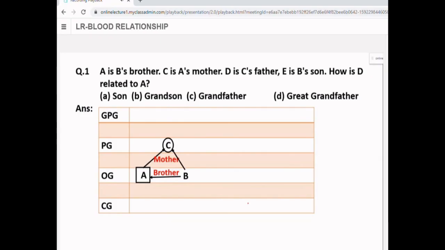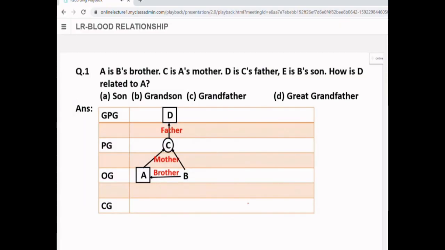D is C's father. There is a comma, so you should wait again. D is C's father. Do we have C in our diagram? The answer is yes. So D is father of C. Above C, I'll write D, and being father, the gender of D is male, so I put a rectangle. Up till now I have not drawn a circle or rectangle for B, because nowhere is the gender of B given in the question, directly or indirectly.